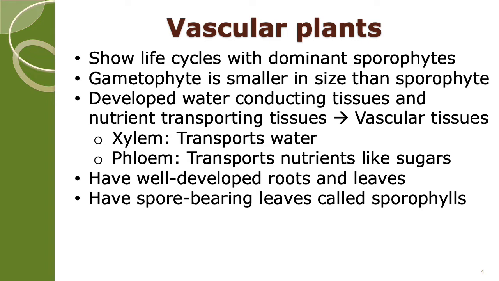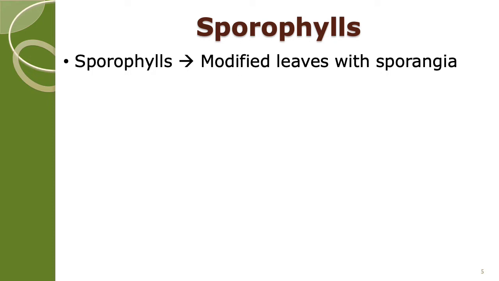When we look at the different groups of vascular plants, they comprise the lycophytes that are also called club mosses, the pterophytes that include ferns and other related organisms, as well as the seed plants, which are gymnosperms and angiosperms. To look more into sporophylls, they are modified leaves with sporangia, and hence they play a role in plant reproduction.